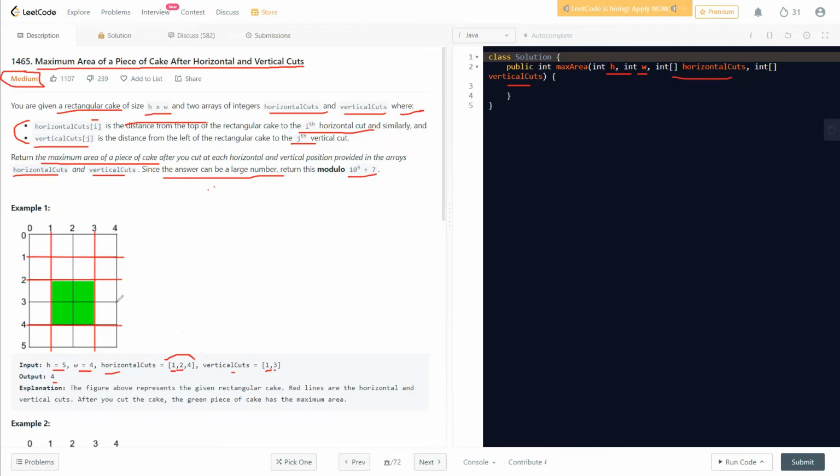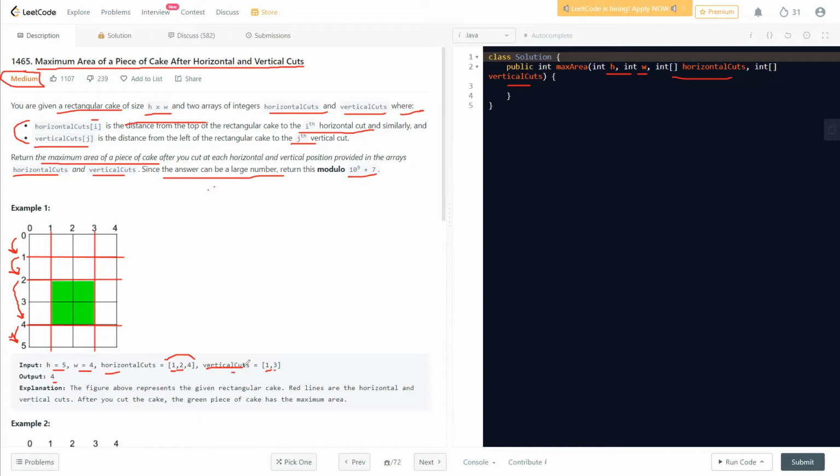Next, if we have the horizontal cuts array, we should find out the maximum gap we have in it. Say we are doing horizontal cuts at 1, 2, and 4. What's the maximum distance we get? The maximum distance is 2 to 4. 4 to 5 is 1, 0 to 1 is 1, and 1 to 2 is 1. So the maximum distance is 2 to 4.